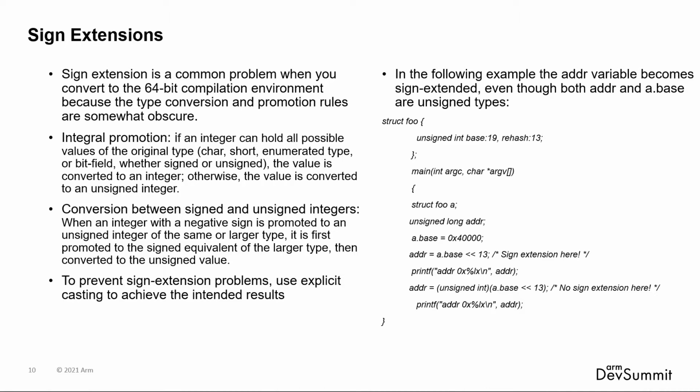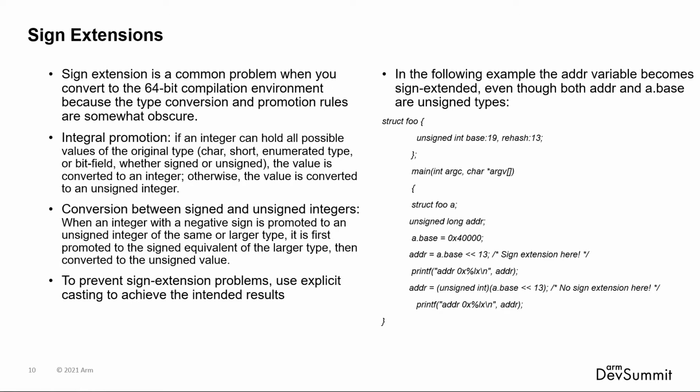To understand why sign extension occurs, it helps to understand the conversion rules for ISO C. They're a little bit odd, but understanding them helps, and even more, understanding what to do to avoid problems is very important. The conversion rules that seem to cause the most sign extension problems between the 32-bit and 64-bit compilation environments come into effect during the following operations.